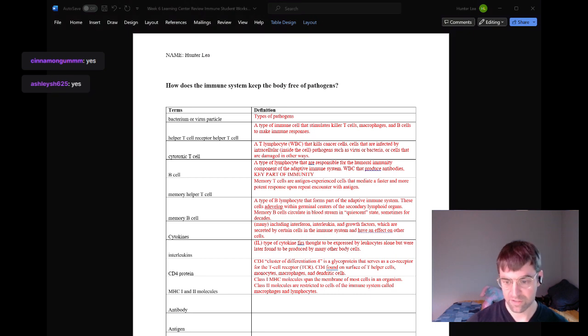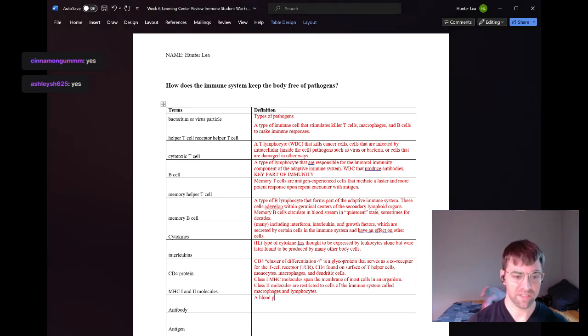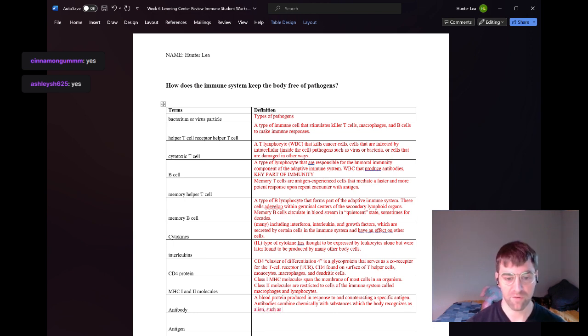Antibodies, pretty straightforward one. This is a blood protein produced in response to and counteracting a specific antigen. Antibodies combine chemically with substances which the body recognizes as foreign, such as bacteria, viruses, foreign substances in the blood.